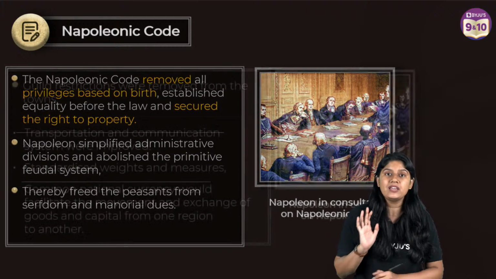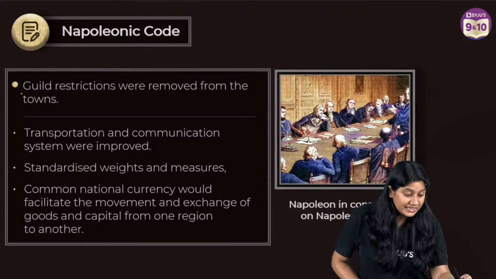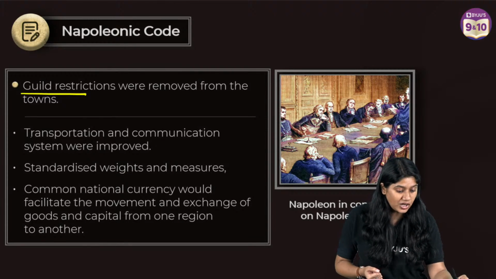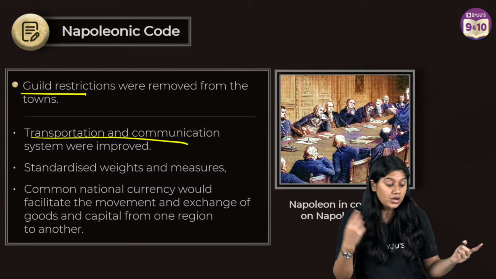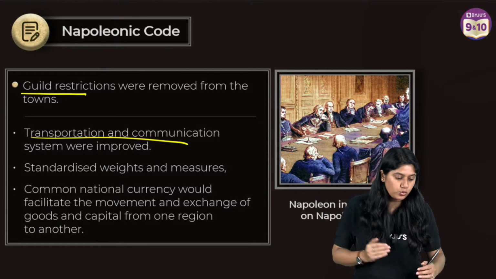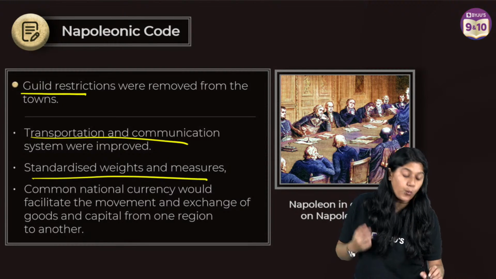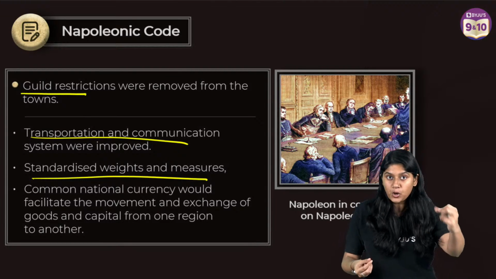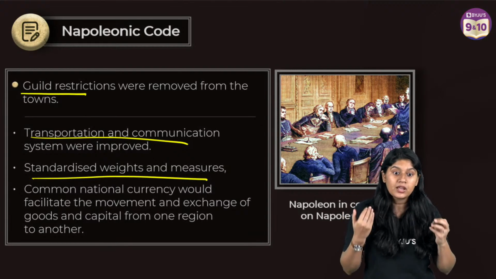So peasants were very free about it. Guild restrictions were removed. Very good, everyone, you're writing over here. Then the transportation and communication system was improved. Along with that, in his rule, he standardized the weights and measurements for trade purposes, so that the exchange of products becomes very easy.